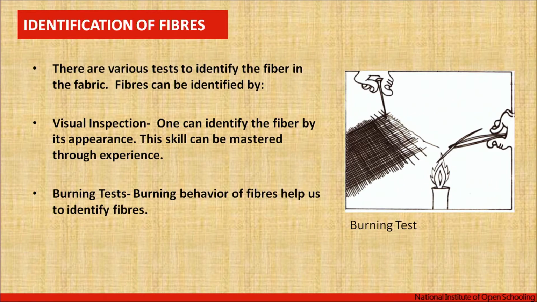Next we have the burning test. Burning behavior of the fiber helps us to identify the fibers. For the burning test, we take a piece of fabric which is 2 by 2 centimeter and we hold it with a pair of forceps. After that, we see how the fabric behaves while it is approaching the flame, in the flame, and when it is removed from the flame.